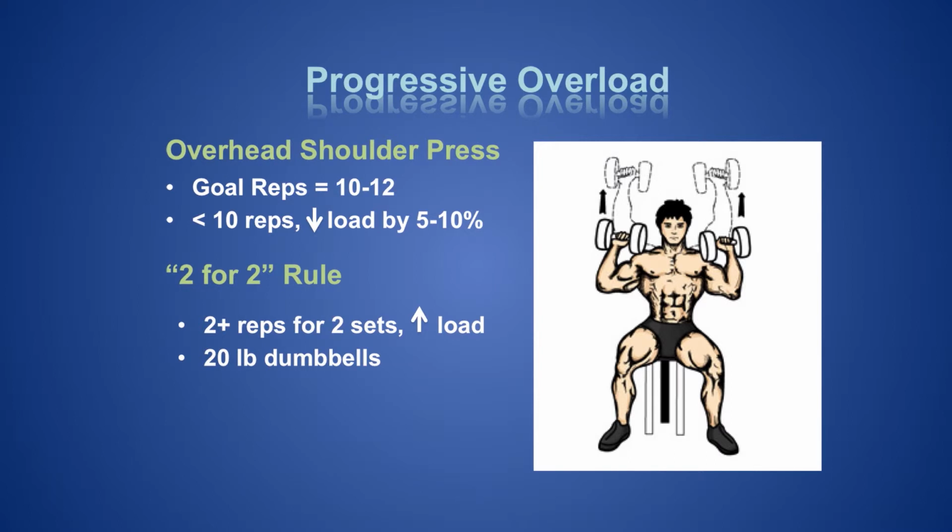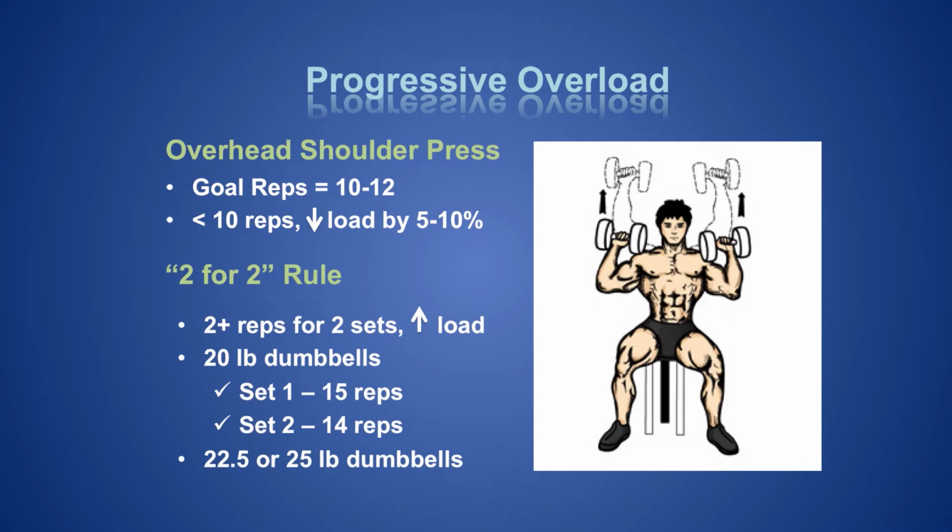The next workout, you perform the overhead press again with your 10 to 12 rep range, and you get 15 reps with the 20-pounders with solid form. Then you lift the weight for 14 reps on the next set. That was 2 sets you did, 2 or more reps above your rep range. Well, it's time to up the load to 22.5 or 25-pound dumbbells, and that's progressive overload. That's it. It's anticlimactic, but effective training doesn't need to be complicated.